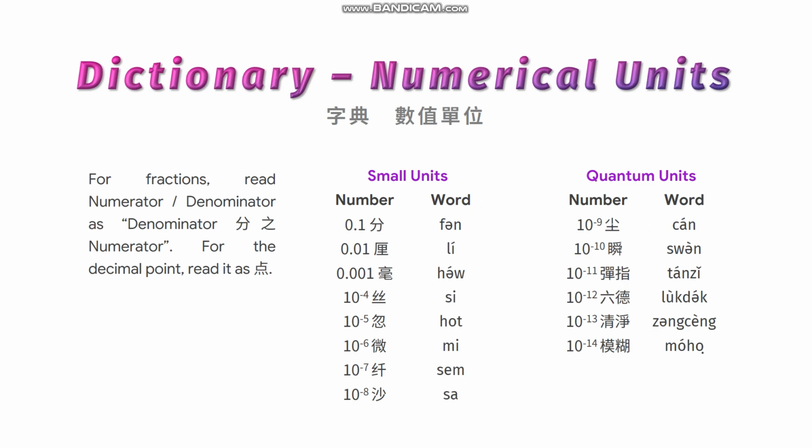For fractions, read numerator / denominator as denominator phân C numerator. For the decimal point, read it as tiêm phân. Oh, that's a lot of numbers.